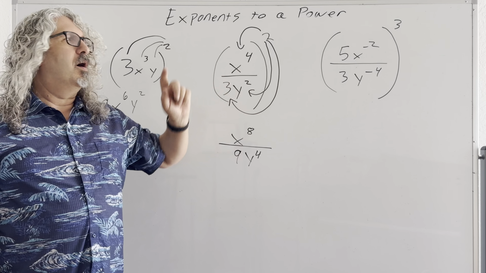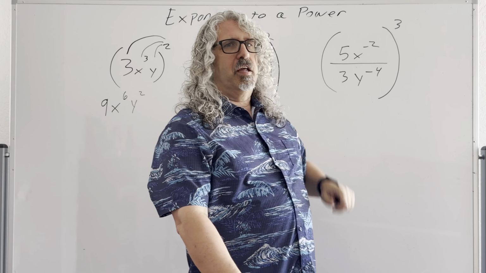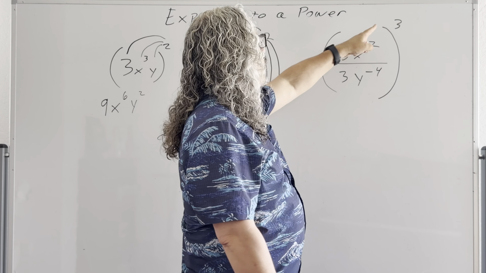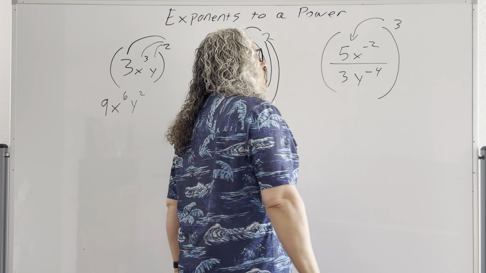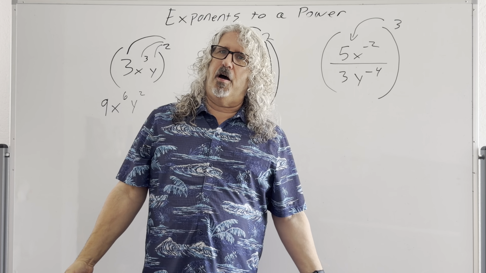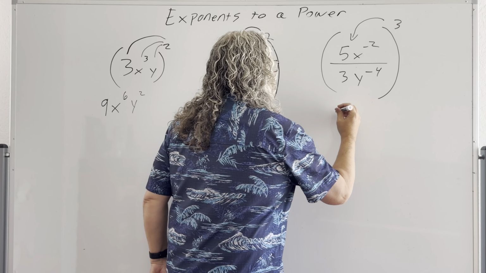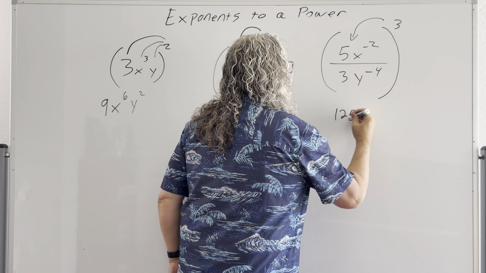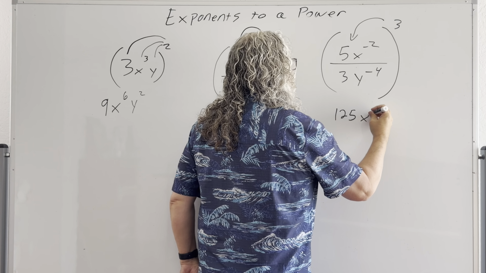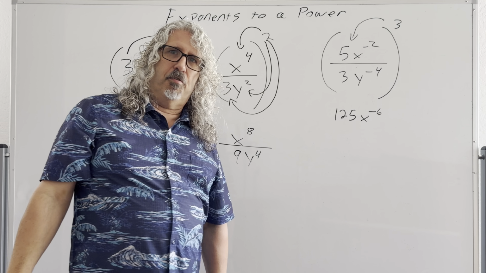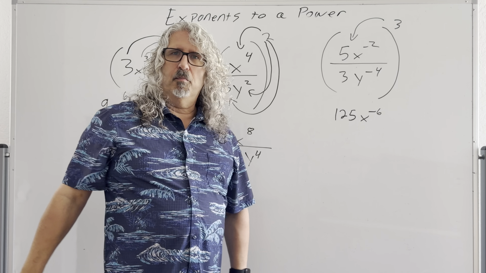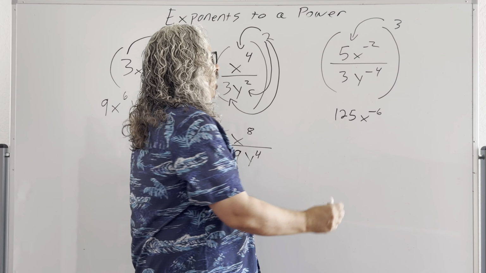Okay? I got one more here, and now we have some negative exponents. Now, the 3 has to go to both. 5 to the third, 5 times 5 is 25, times another 5, do you know? It's 125. X to the what? Well, what's a negative 2 times 3? X to the negative 6. Just treat it like they're any numbers. Negative 2 times 3.